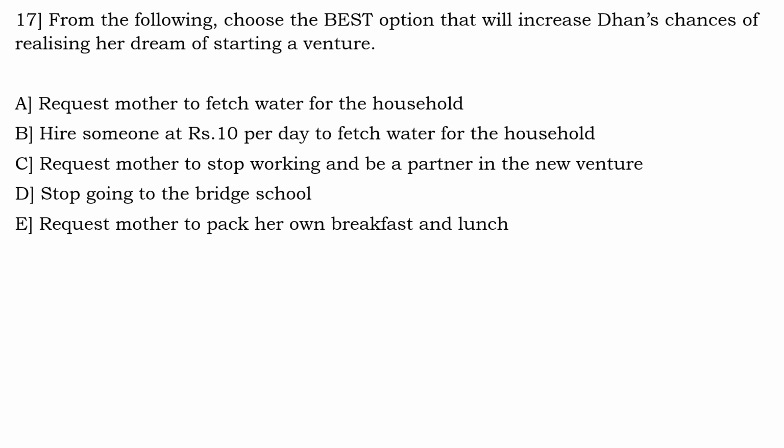Option A: request mother to fetch water for the household. So here the statement is assuming that almost all the time she is utilizing is for fetching the water for the household. But from the passage we know that she is spending only 2 hours per day, not just for fetching the water, but for preparing breakfast and lunch for her mother. So for these two things together, she is spending 2 hours every day. So even if she is asking mother to fetch water for the household, she might be able to save only 1 hour.